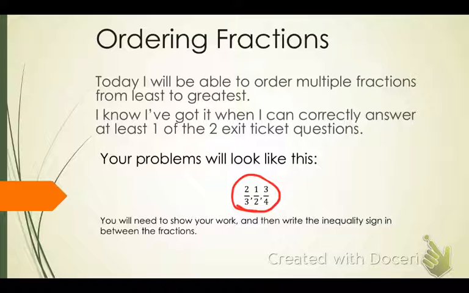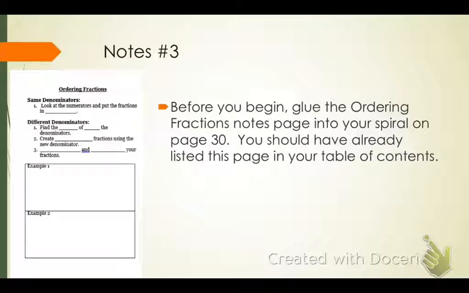Alright, so you should already have listed in your table of contents that ordering fractions is going to go on page 30. So you're going to get notes 3 from the mailbox, and it should say ordering fractions. So pause the video, look for ordering fractions, come back and you're going to glue that into your spiral. Pause the video whenever you need to.